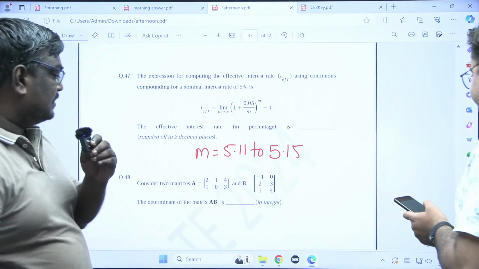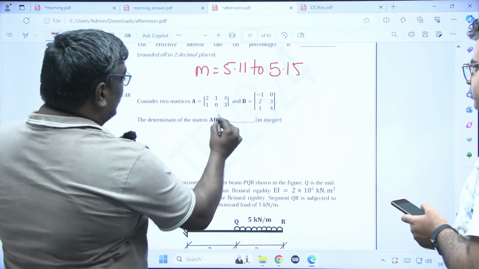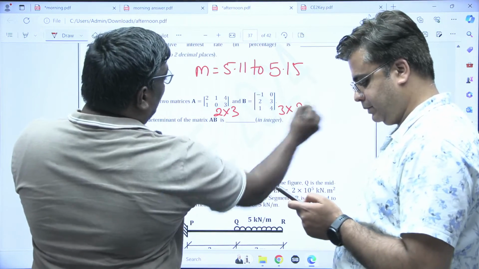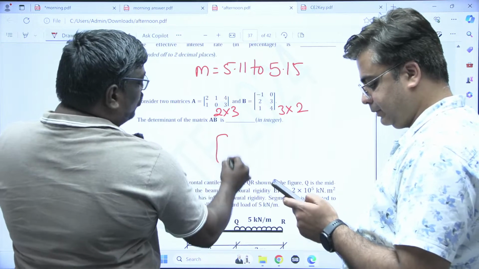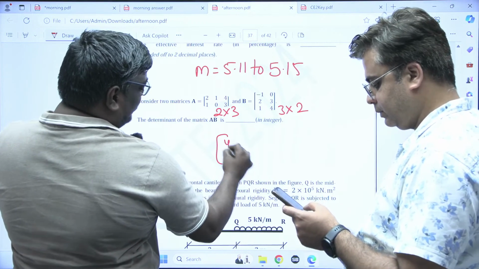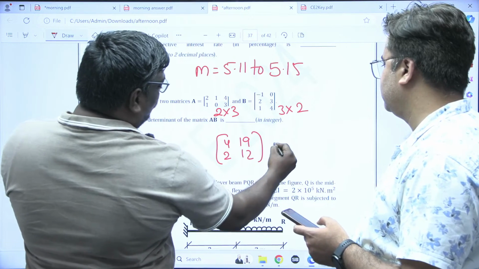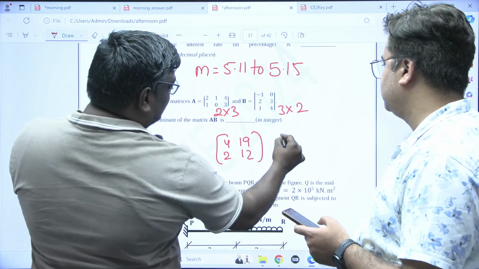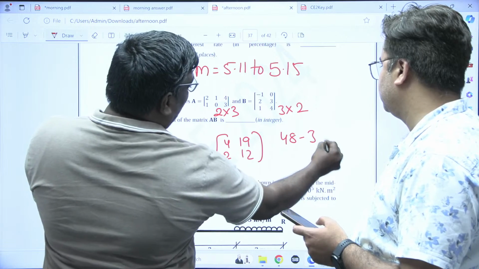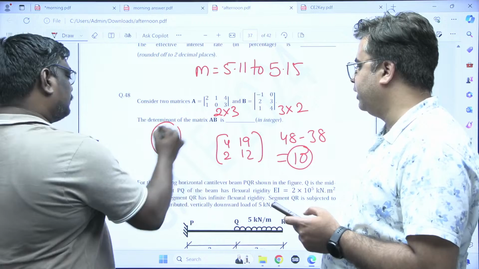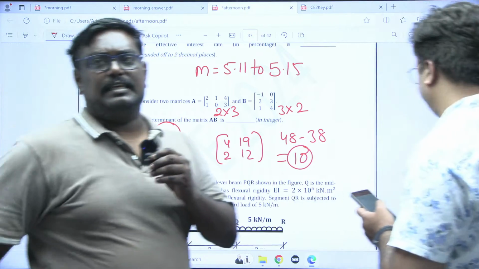Consider two matrices. Here it is a 2 into 3 matrix, and here we have a 3 into 2 matrix. If you multiply, you will get a 2 by 2 matrix. You will get 48 minus 38, a value of roughly 10, sir. What is the answer they have given, sir? The range is 10 to 10. So the exact answer they have given is 10.